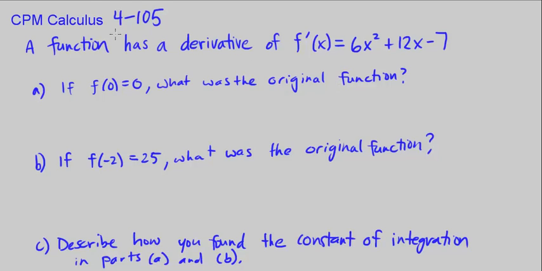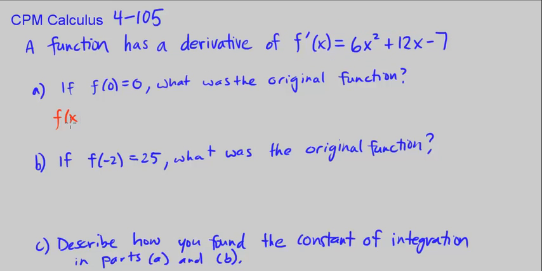This is CPM Calculus Chapter 4, number 105. So here we're given the slope function, f prime of x is equal to 6x squared plus 12x minus 7. Then we're asked, if f of 0 equals 0, what was the original function? Well, we can find the original function by taking the antiderivative, right?